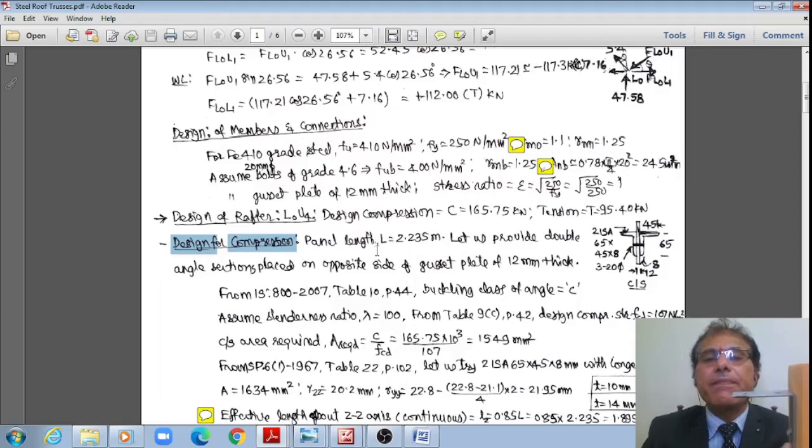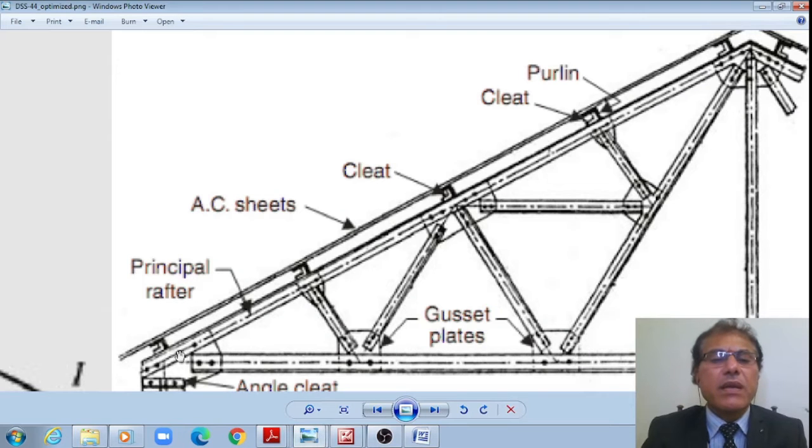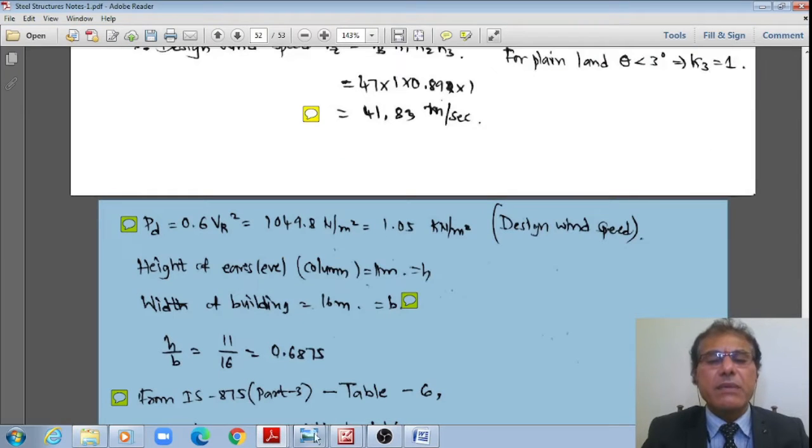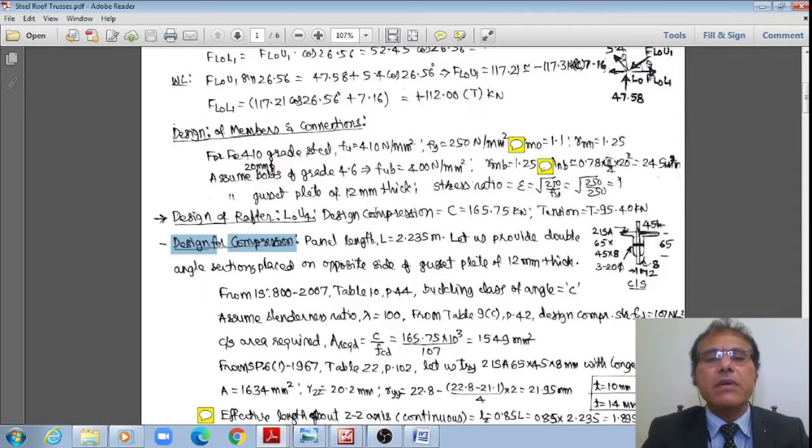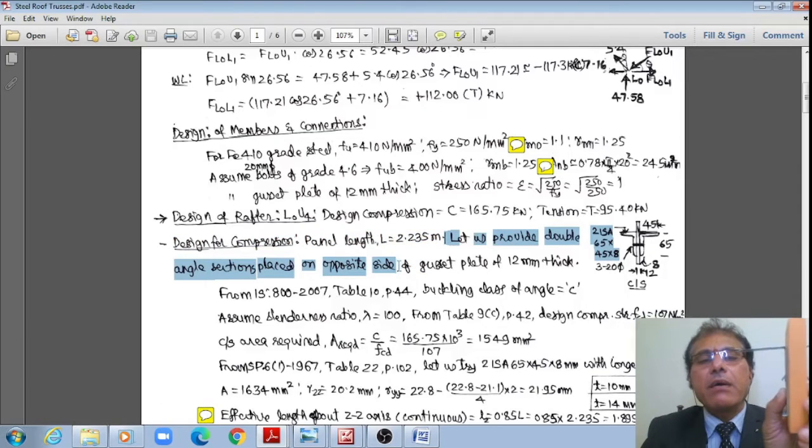Even the length of this member, L0U4, let me go back to this figure. Here to here, this is 2.235, which we obtained the other day. You please see, right? Therefore, I'm just recalling that data: panel length 2.234, and I'm assuming double angles provided on opposite sides of a gusset plate of 12 mm thick, as shown in this figure, right?